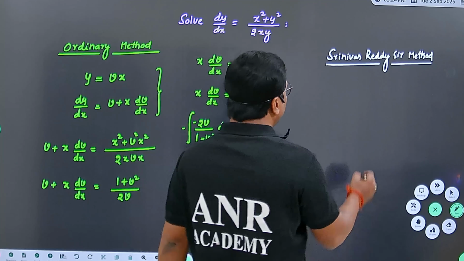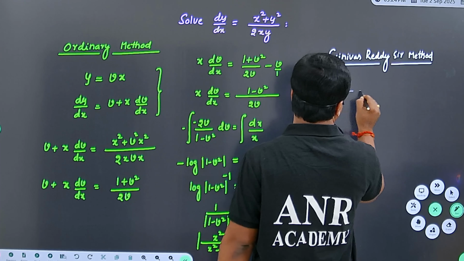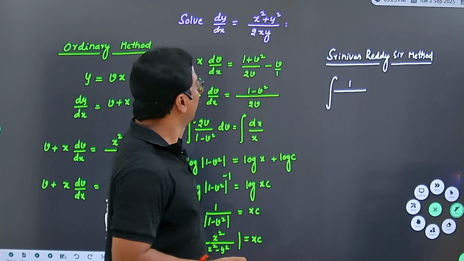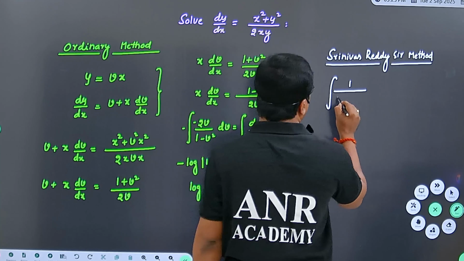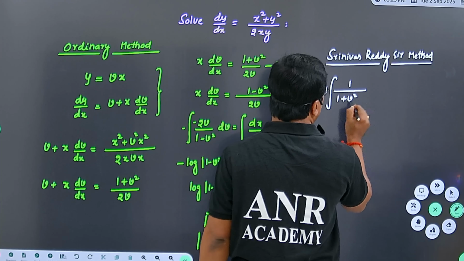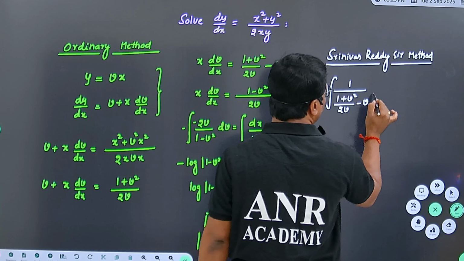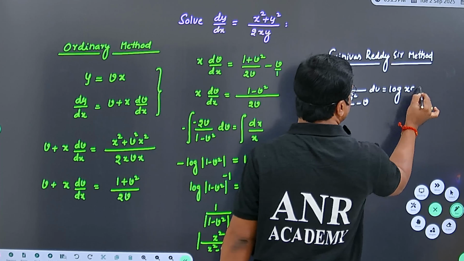Integral 1 divided by f of (1 comma v). This is a function of x comma y. Replace x with 1, y with v. What we get? Integral (1 plus v square) divided by 2 times of v, minus v, into dv equal to log xc.